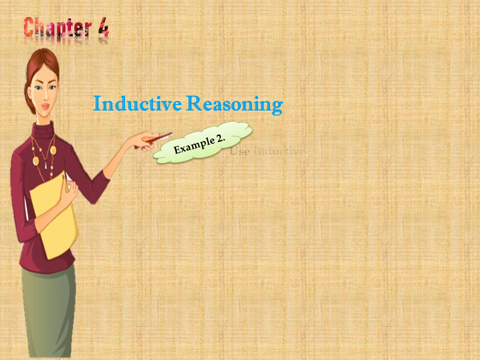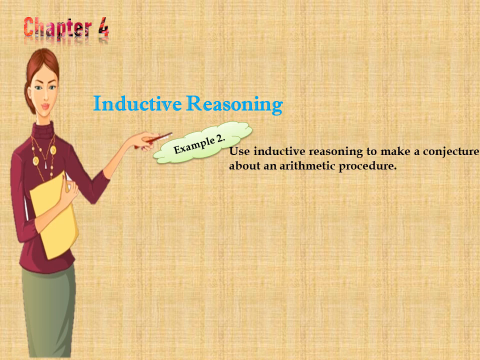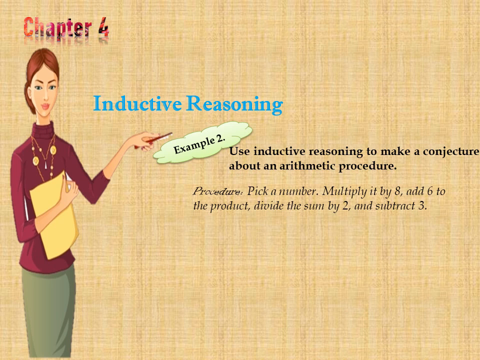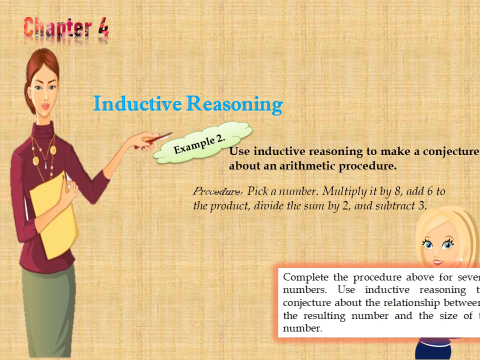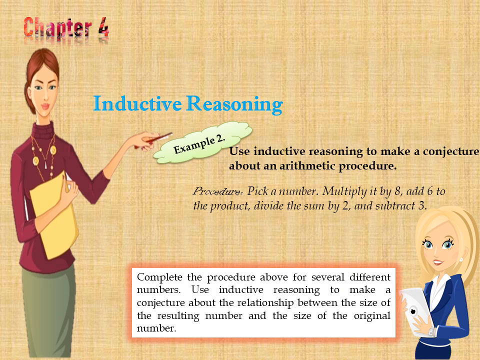For our example number 2, we're going to use inductive reasoning to make a conjecture about an arithmetic procedure. Here's the procedure. Pick a number, multiply it by 8, add 6 to the product, divide the sum by 2, and subtract 3. Now, we're going to complete the procedure above for several different numbers. Use inductive reasoning to make a conjecture about a relationship between the size of the resulting number and the size of the original number.